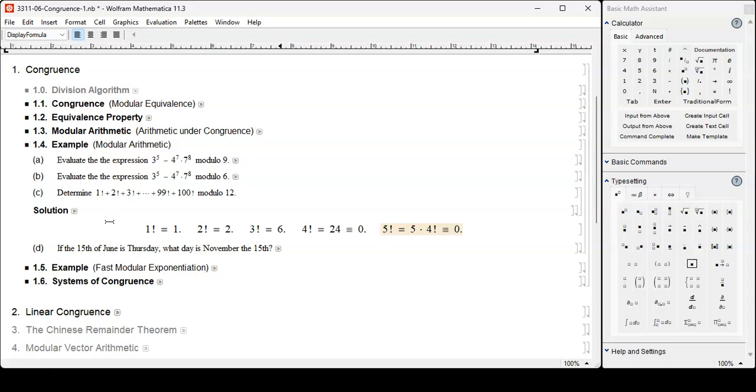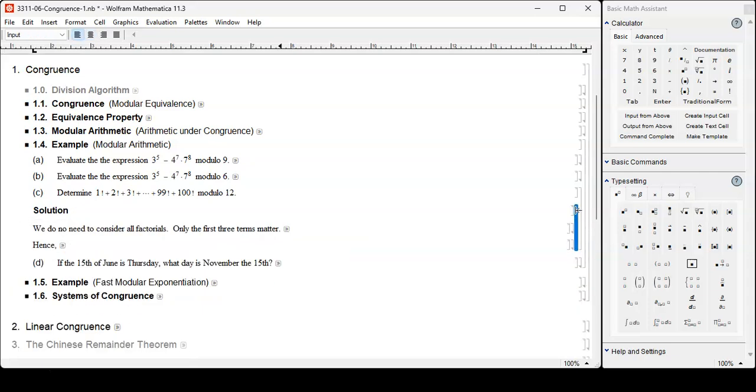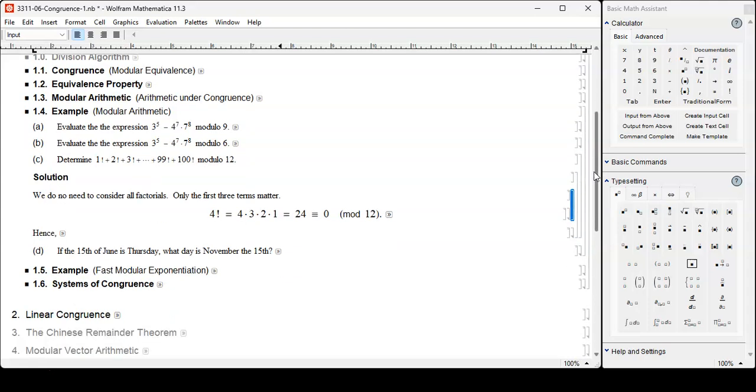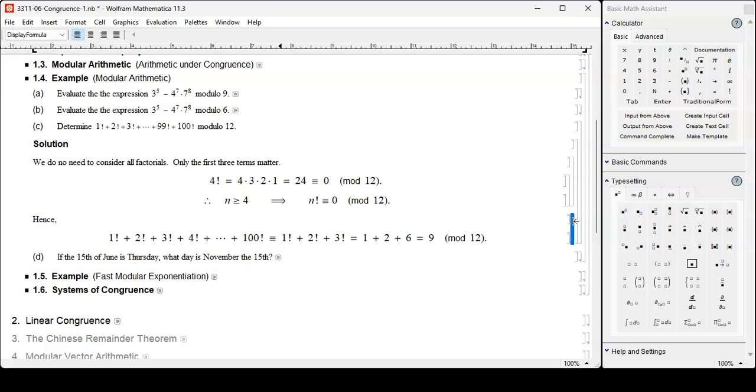So basically what you get is everything is 0 except for the first 3 terms. So we are going to get 1 plus 2 plus 6, which is 9 modulo 12. Looks like that's what I'm getting. Let's try. And then n is greater than or equal to 4, then all factorials will be 0, yes. So, yes.